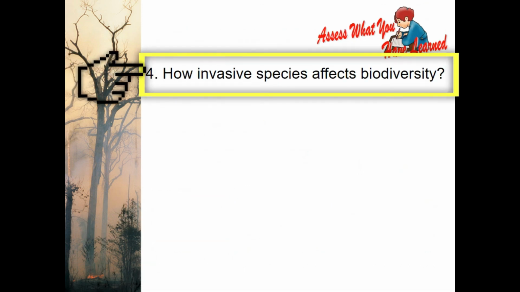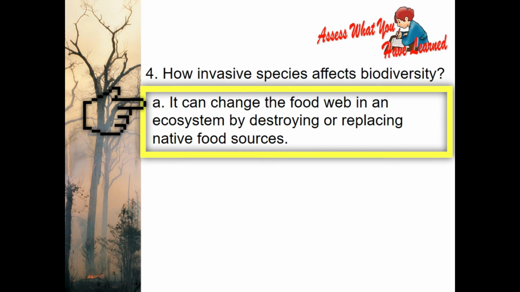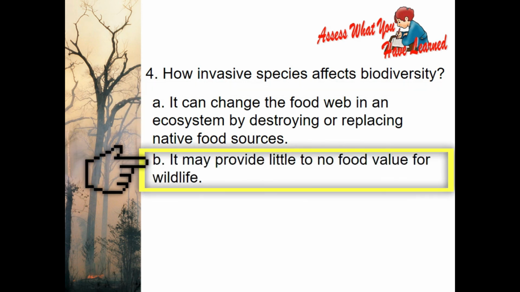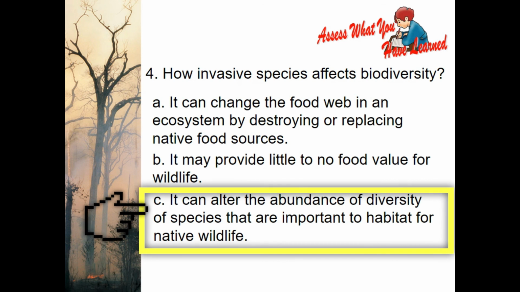Number 4. How do invasive species affect biodiversity? A. It can change the food web in an ecosystem by destroying or replacing native food sources. B. It may provide little to no food value for wildlife. C. It can alter the abundance and diversity of species that are important habitat for native wildlife. Or D. All of this.